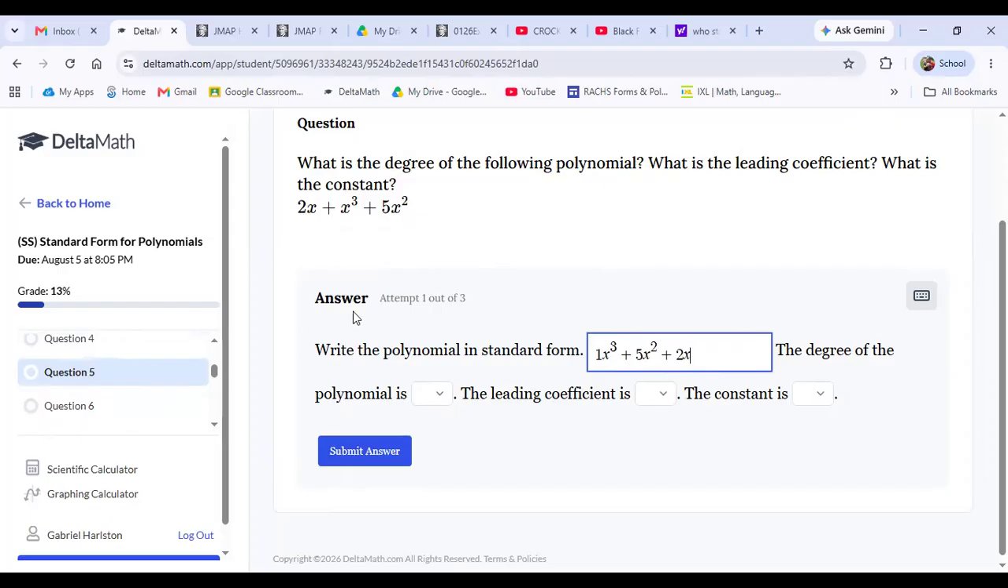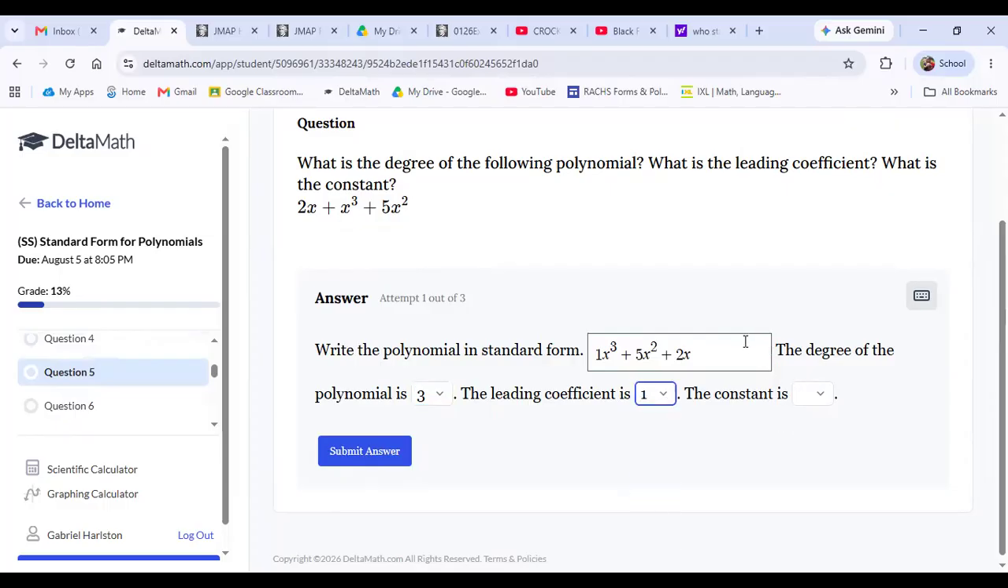Now, what's the degree? The degree is the highest exponent. So we're going to say 3. What's the leading coefficient? Now, even though this doesn't have a number in front of it, there is an implied number of 1. So I put 1 for the leading coefficient.